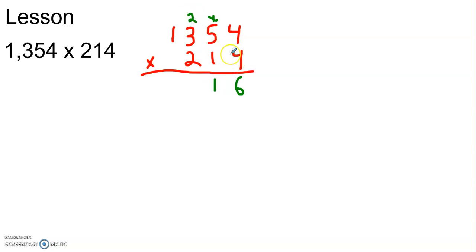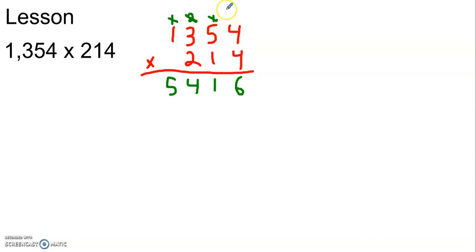I'm still not done with the 4 because I still have to multiply the 3 and the 1. So now I do 4 times 3, which gives me 12. 12 plus 2 gives me 14. So I bring down the 4 and carry the 1. Then I have 4 times 1, which gives me 4, plus 1 is 5. So 1,354 times 4 is 5,416.